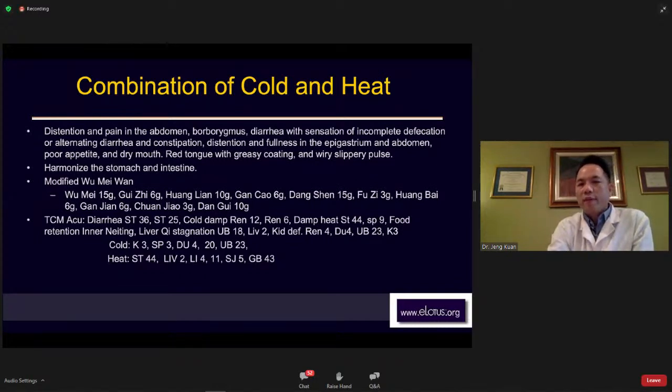And if there's cold, we can warm the yang through REN 6, the sea of qi, and REN 12, the front mu point of the stomach. Damp heat, eliminate the damp, and you can use Spleen 9, and the heat can be eliminated by using stomach 44. If there's food retention, again, an 18, and then liver qi stagnation, you can use the points to soothe the liver, liver 3, liver 2, or the back shu point of the liver, UB18. REN 4, DU 4, and UB23, kidney 3 can be used to tonify the kidney. So this is the combination of cold and heat.